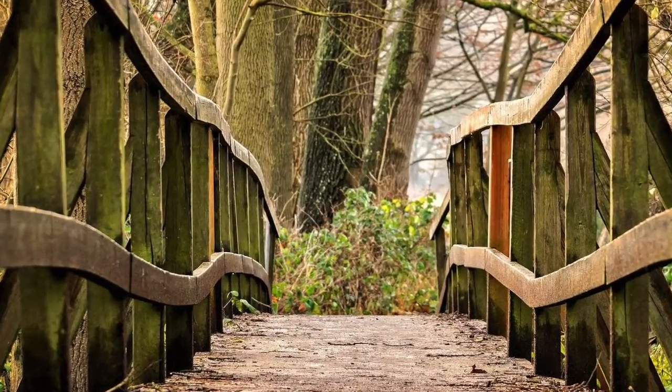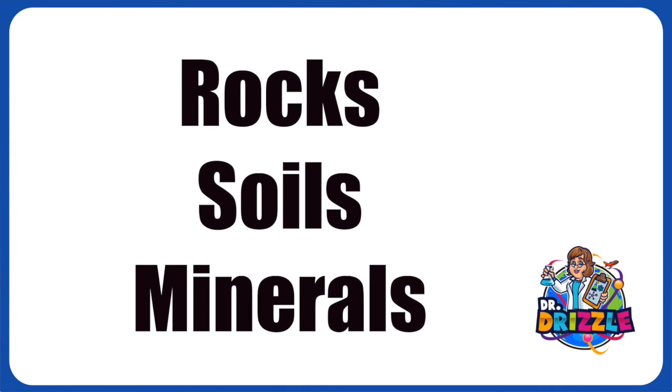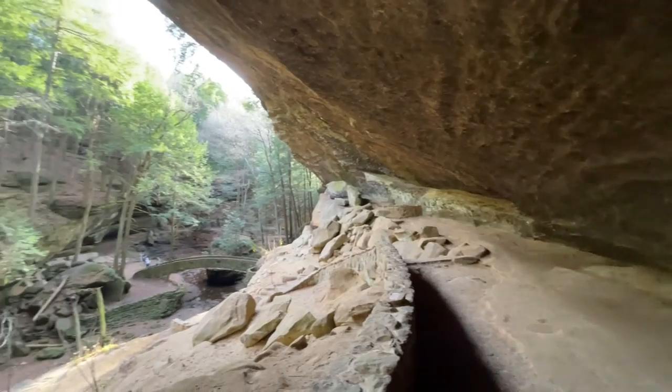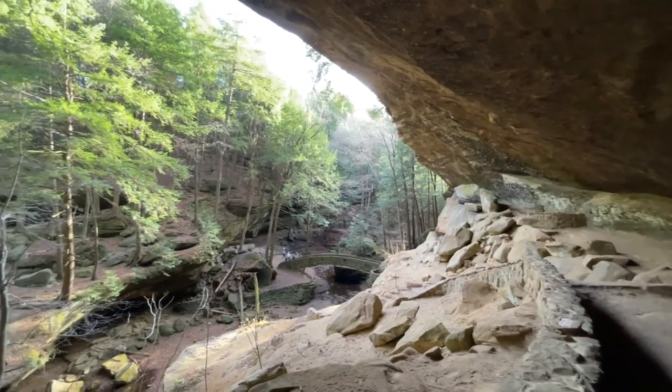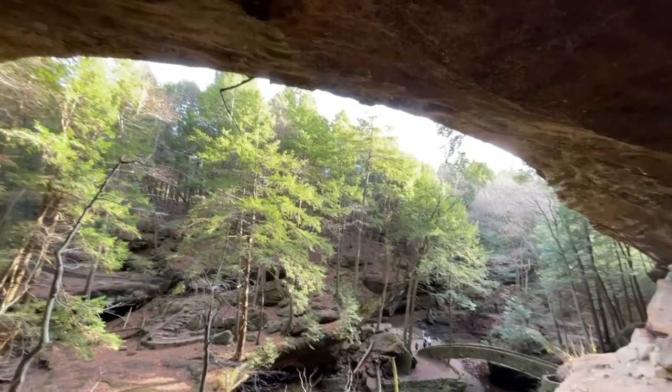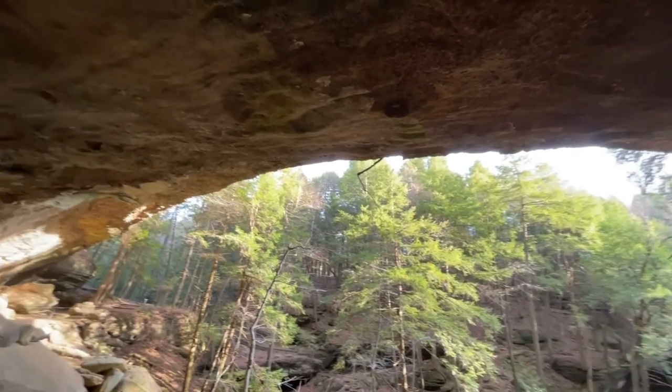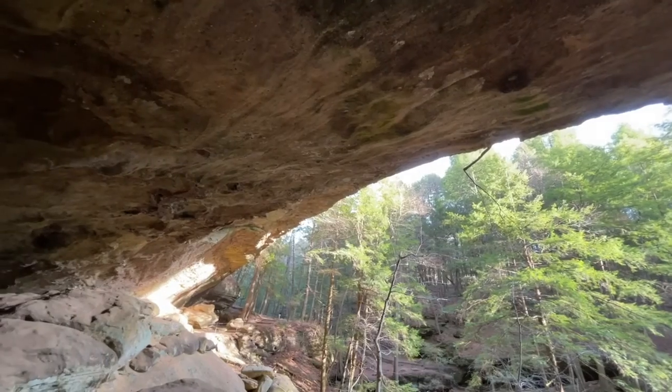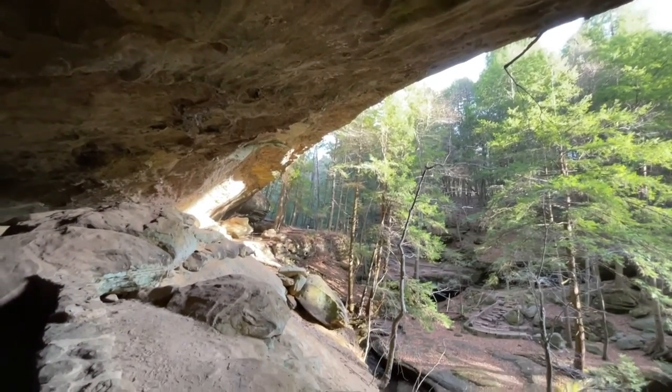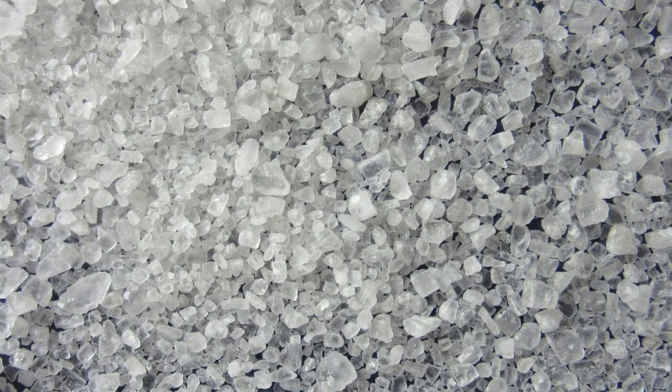These materials are collectively known as rocks, soils, and minerals. These three materials are the main components of our Earth's crust. So what is the difference between rocks, soils, and minerals? Minerals are non-living things and have a definite crystal-like structure. An example of a mineral is salt.